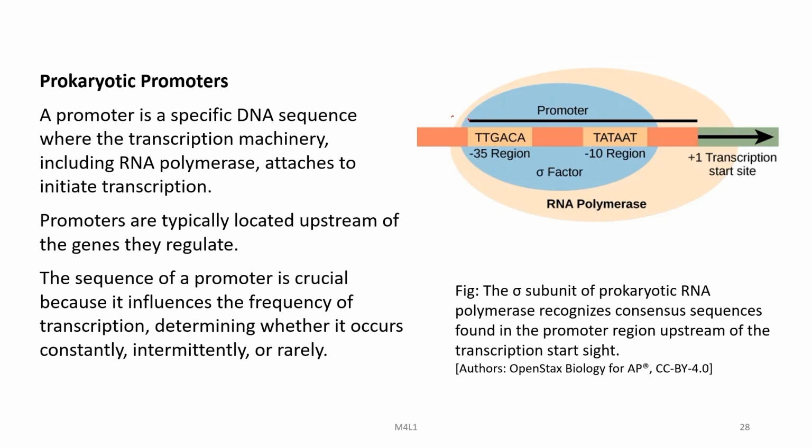So, here you can see a promoter sequence. It has 2 regions, the minus 35 region and the minus 10 region, and then this is the +1 transcription start site. And you can see here this RNA polymerase or the core enzyme, and this blue one is the sigma factor. This sigma factor recognizes this promoter, and after that it may detach after starting the process, and this RNA polymerase will do the transcription as discussed.